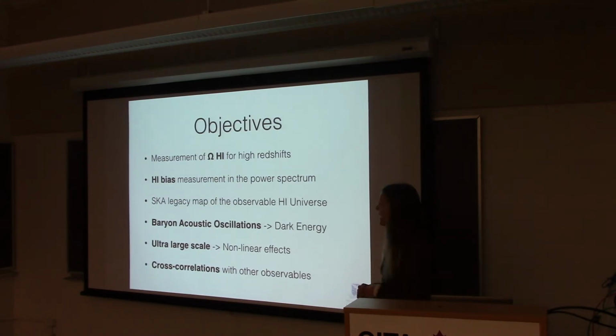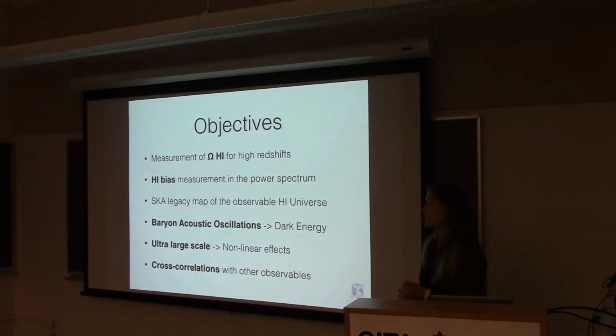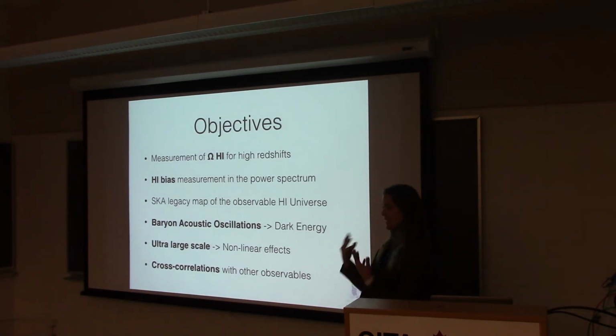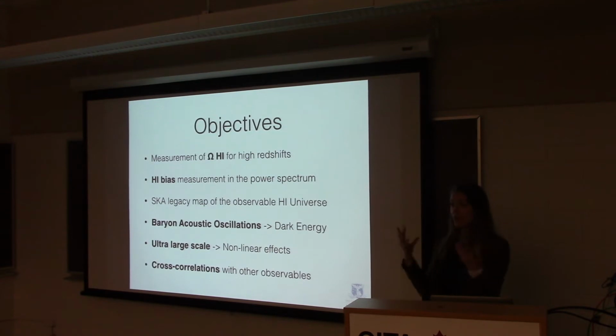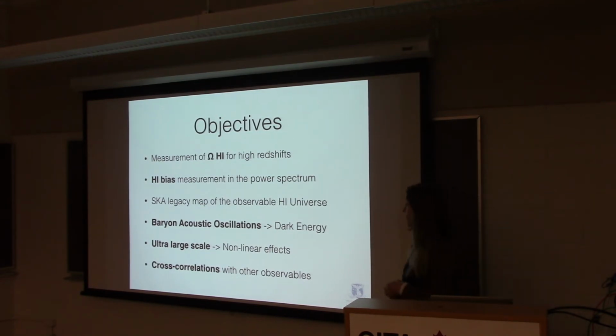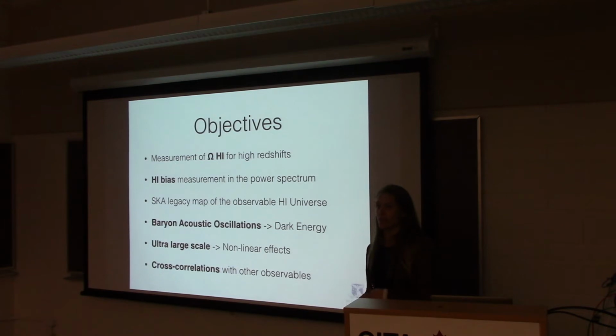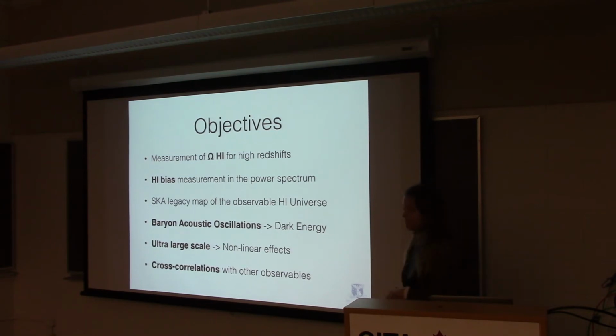So just to sum up again, the objectives are first measuring H1 to really understand H1. Also measuring how H1 is actually distributed with reference to the dark matter. So we want to measure the H1 bias on the power spectrum and understand the H1 distribution a bit better. Then there is the goal of having this SKA legacy map, so we just map all the H1 in the universe. And then we measure the BAOs to understand dark energy better, and measure the ultra-large scales, assuming that we get basically all-sky coverage. We can trace the nonlinear effects a bit more. And then there is also the possibility of doing cross-correlations with other observables. Mostly people think of galaxy surveys, but you can also think of the CMB, which can then get you even more information out of both observations.